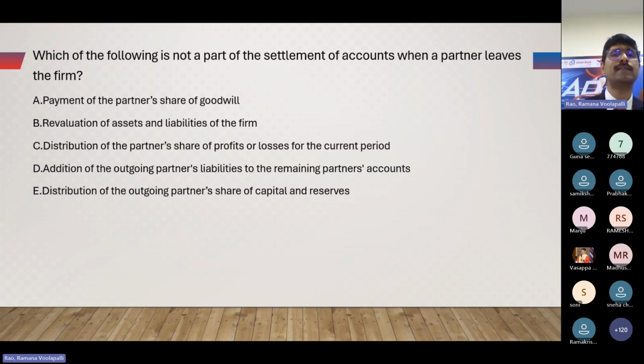Which of the following is not part of the settlement of the account when a partner leaves the firm? Which one of the following is not part of the settlement account? So questions can also come as indirect questions.